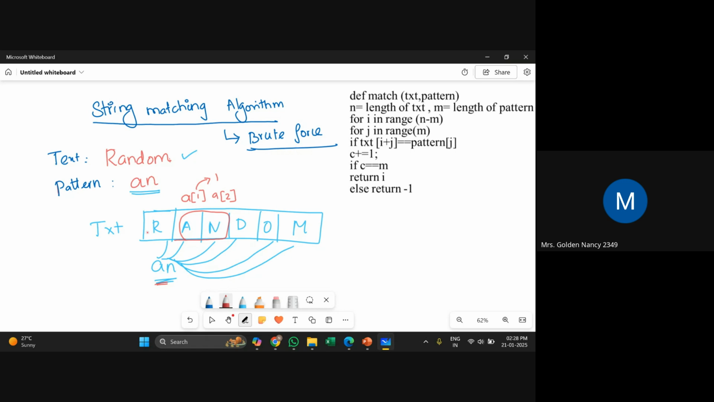I hope you understood the concept of the string matching algorithm. There will be a text given and also the pattern given.